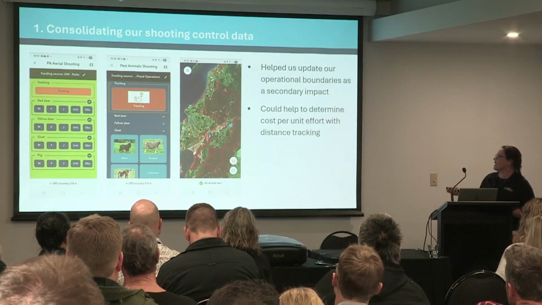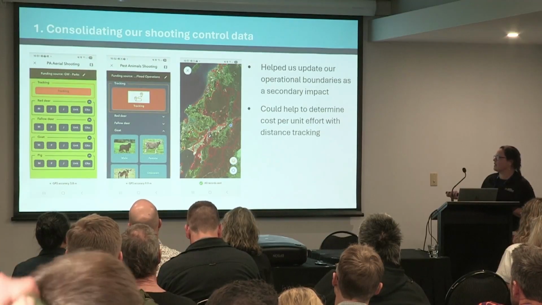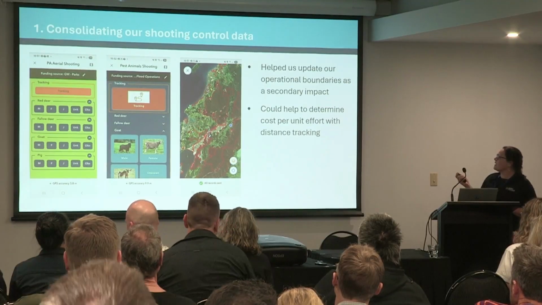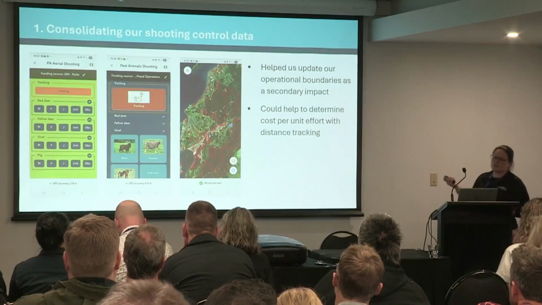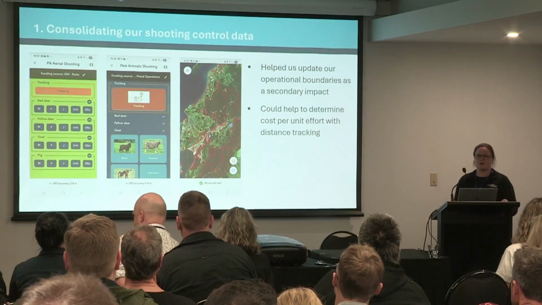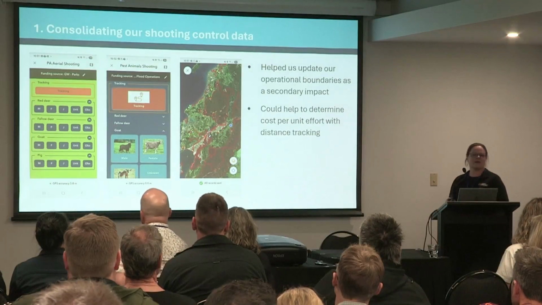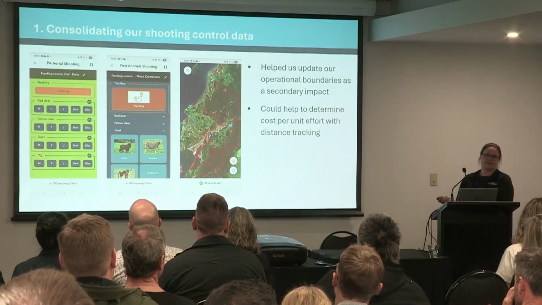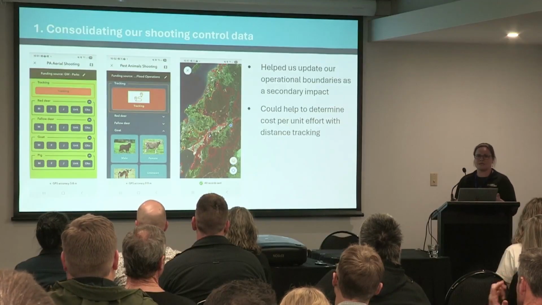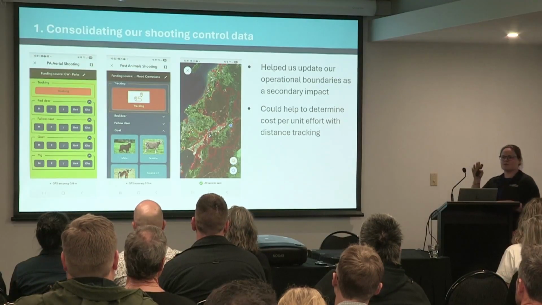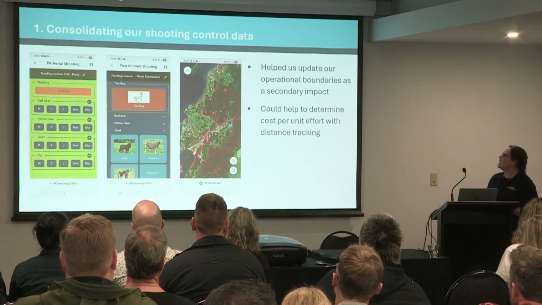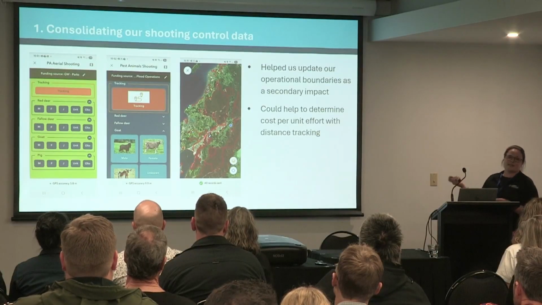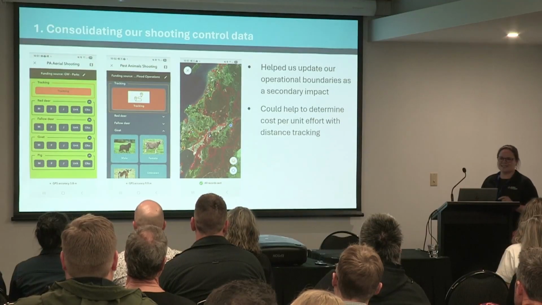But we've also got this tracking, which means that GPS tracking in real time means that hopefully we're going to be able to determine in a future state our cost per unit effort. Are we going into an area for an hour and shooting 20 rabbits? Or are we going into an area for an hour and shooting 150? It makes quite a big difference in terms of turning up and turning down our control and working out where we should be operating in higher intensity. As a secondary benefit to this, it also helped us reflect on our operational boundary base layer and helped us tidy that up a little bit too.